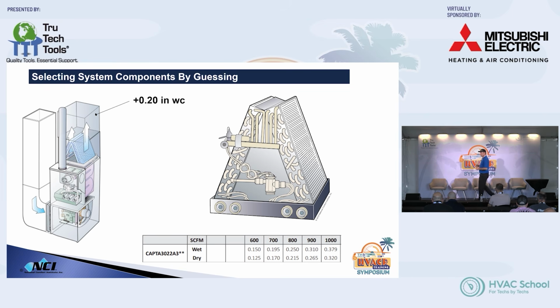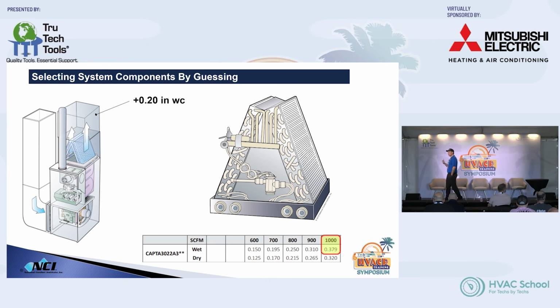This is an example. I fell victim to this so many times in the past. This is what happens when you guess when you're selecting components. So we start off again with our 0.2 supply duct pressure, and we have 1,000 CFM, right? Look at this coil. This is a different coil now, a different Amana and Goodman coil. Look at the pressure drop on that coil, 0.379.